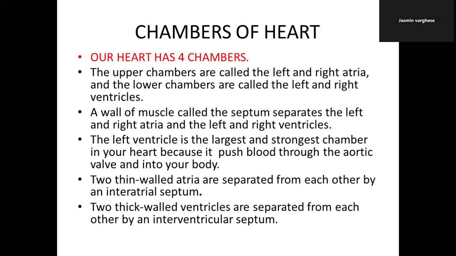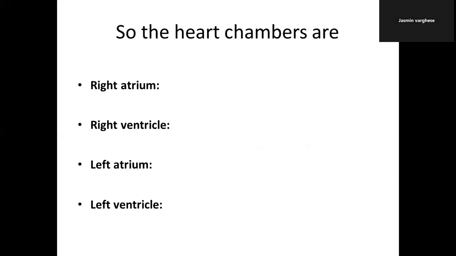And among these four, the left ventricle is the largest and strongest chamber in our heart because it pushes blood through the aortic valve into all parts of the body. All right, so there are four chambers: right atrium, right ventricle, left atrium, left ventricle. In between the right atrium and right ventricle, and the left atrium and left ventricle, there is a separation that is called the septum. And among these four, the left ventricle is the largest one because it is carrying all the oxygenated blood and giving a force to push it to all parts of the body.